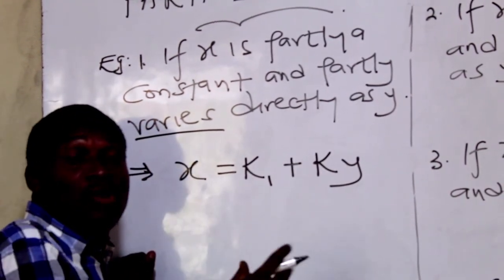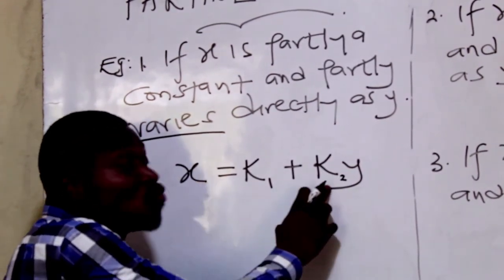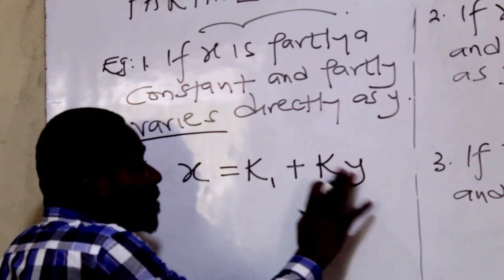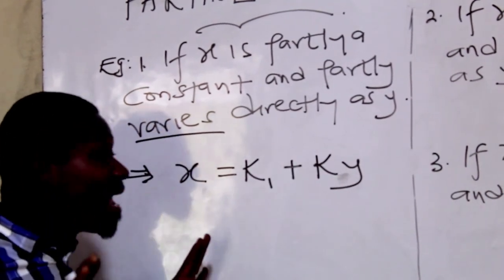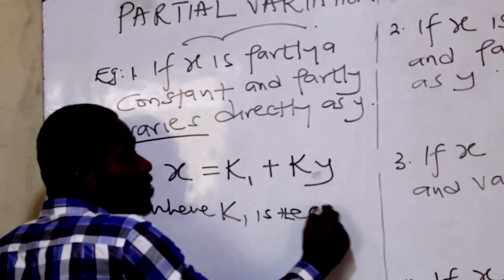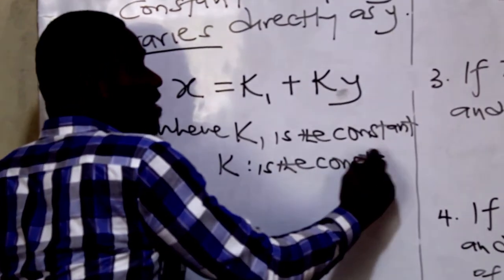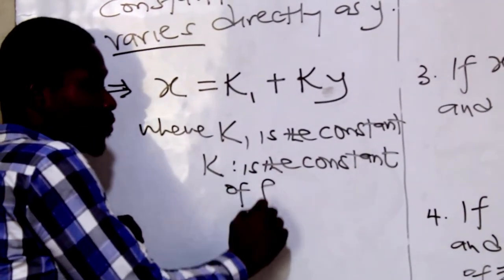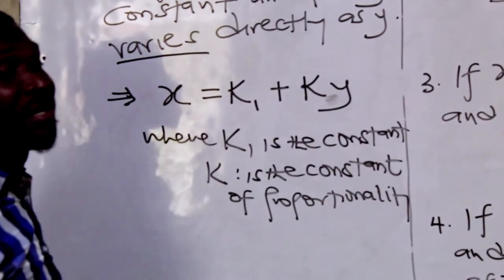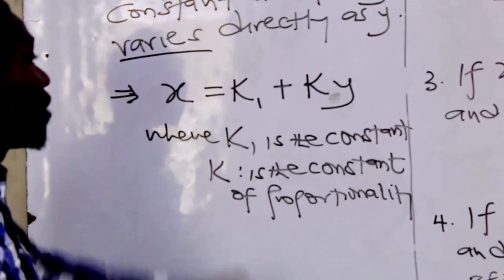In fact, some books or some teachers will use K2. They'll tell you K1 is a new constant and K2 is the old constant of proportionality that you know. I don't want to do that. I want to still maintain the same K, so that there will not be any conflict of interest. So K1 is the new constant we have here, and K is the constant of proportionality, or what we call the variation constant. Good. So partial variation questions will end up in simultaneous equations. Take note, because we have to determine K1 and K.